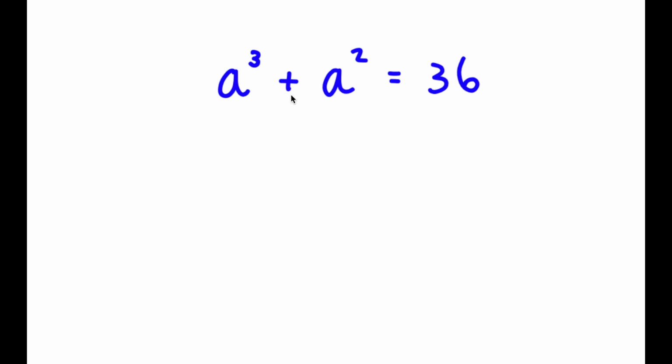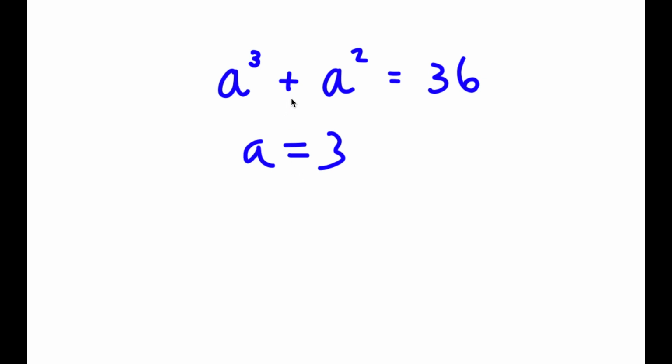So let's try 1. If we plug in 1, we get 2 is equal to 36, which is wrong. If we plug in 2, we get 8 plus 4, which is 12 equals 36, which is wrong. If we plug in 3, we get 3 to the power of 3, which is 27, plus 3 squared, which is 9. 36 equals 36. So a equals 3. This is one solution of a.